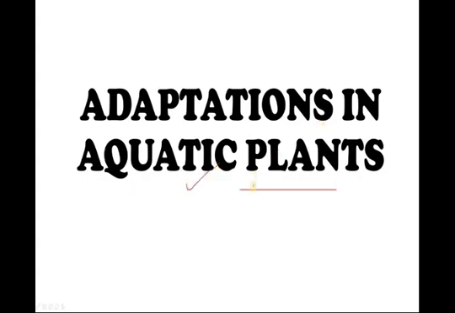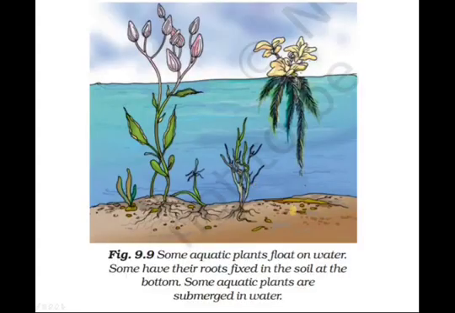Now the adaptations in aquatic plants. So the adaptations of aquatic animals are mostly finished. Now children, look at here. The same picture you can see in your textbook also. Some aquatic plants float on water and some have their roots fixed in the soil at the bottom. Look at here. It's fixed at the bottom.